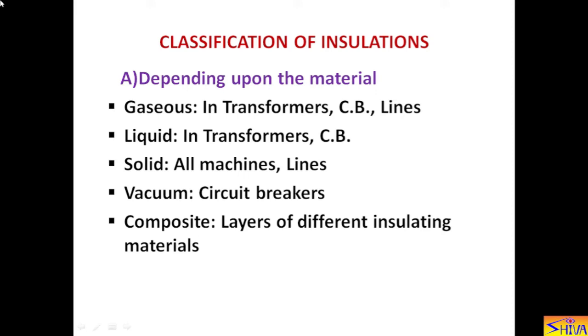The next category is composite insulation. Composite insulation is layers of different insulating materials. For example, in oil-filled transformer, on the winding, there is solid insulation. Then oil is acting as insulation between winding and the body of the transformer. So first layer is solid, second layer is oil. So this constitutes the composite insulation.